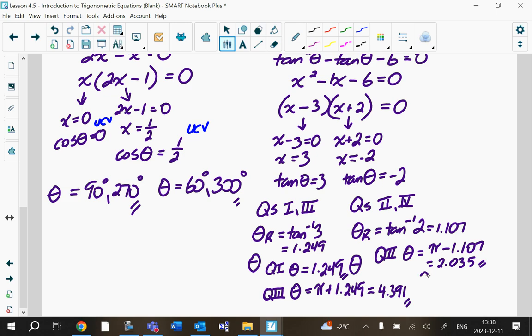And finally, in quadrant 4, sorry, I'm running out of space here. Theta is going to be 2 pi, all the way around the circle, minus the reference angle, 1.107. And 2 pi minus 1.107 on your calculator will give you 5.176. So that's a pretty complex one.